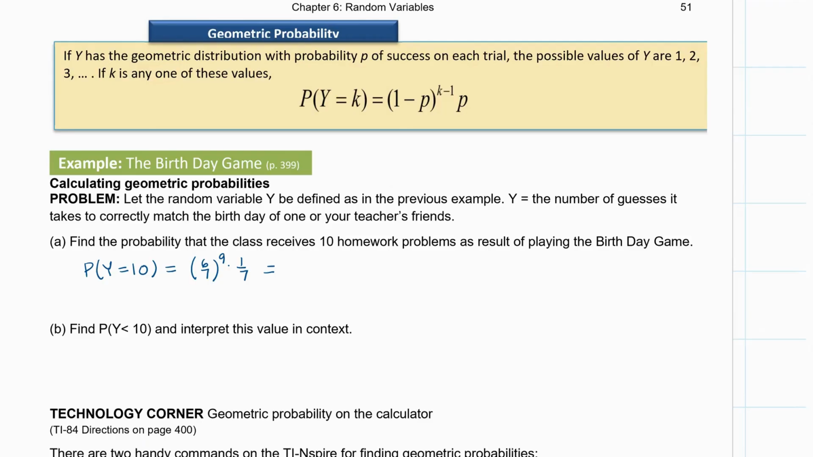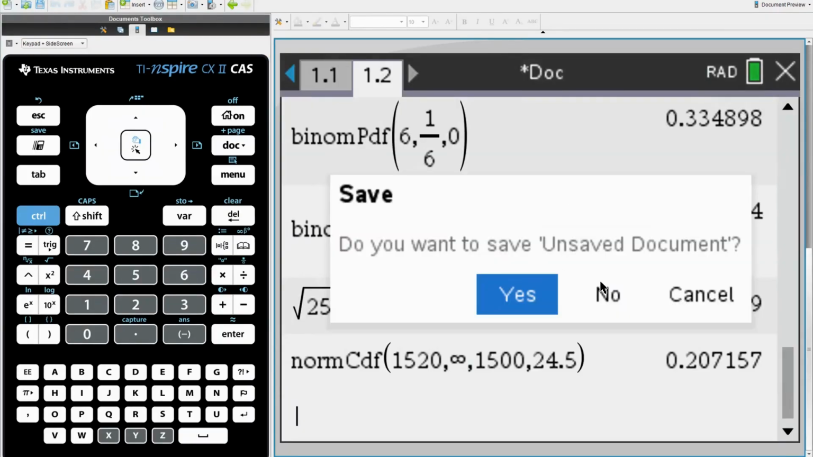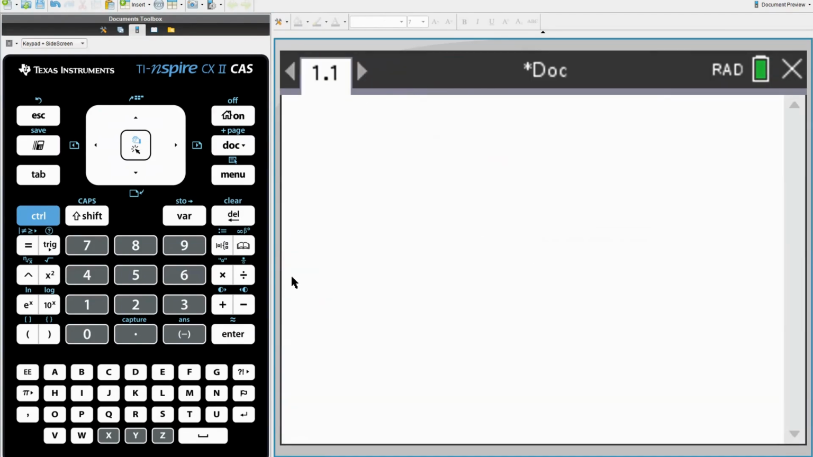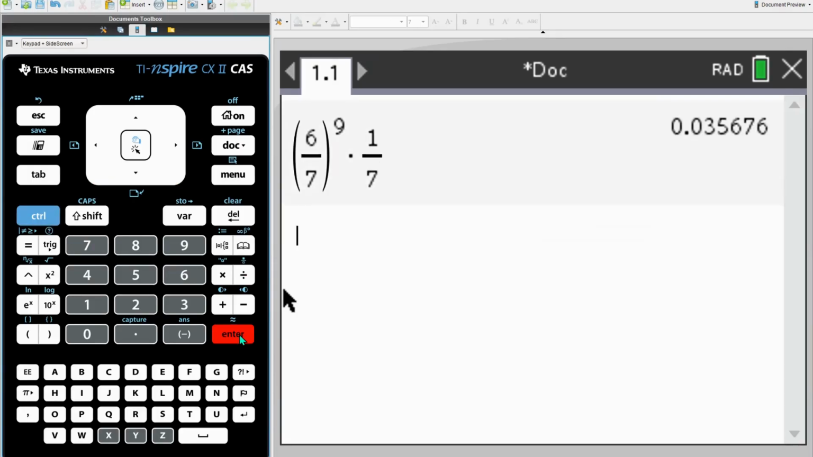And let's go ahead and pop that into the calculator. I'm going to start with a new document. So we could say this is going to be 6/7 taken to the power of 9. And we're going to multiply that by, and I'll do control division, and I'll put my 1/7 there. And if I want a decimal version for the answer, I'll hit control enter, and it's about 3.5%, 3.6%.